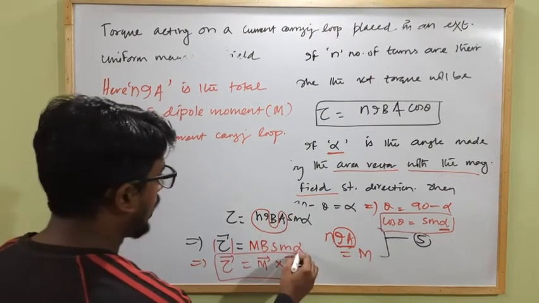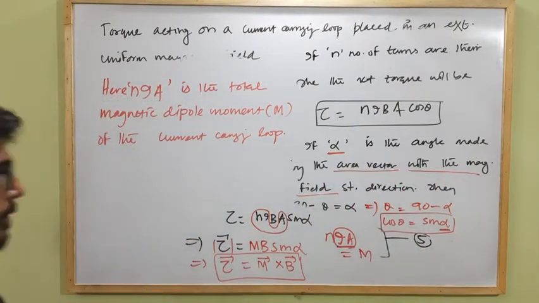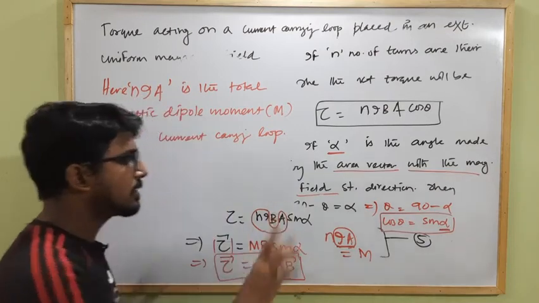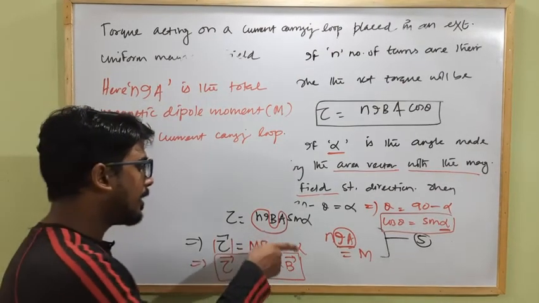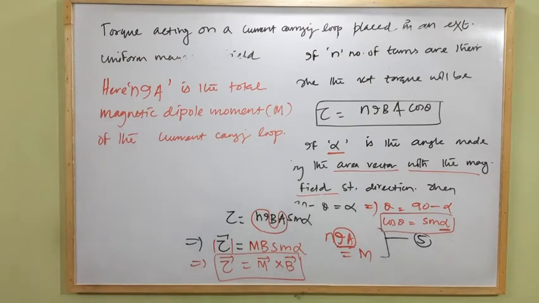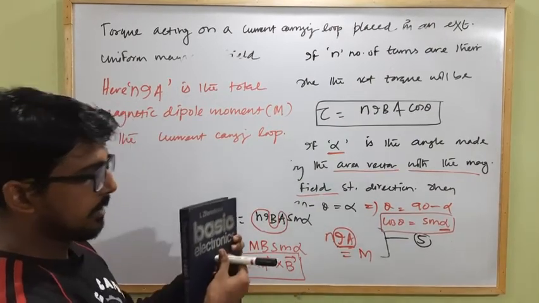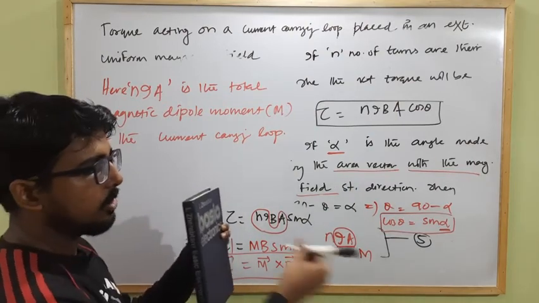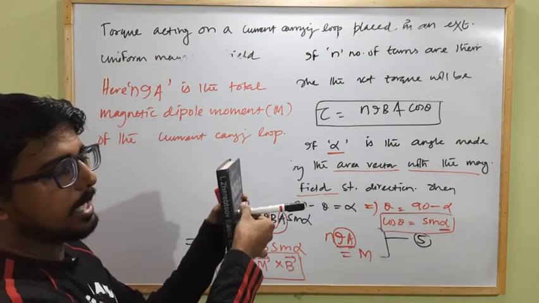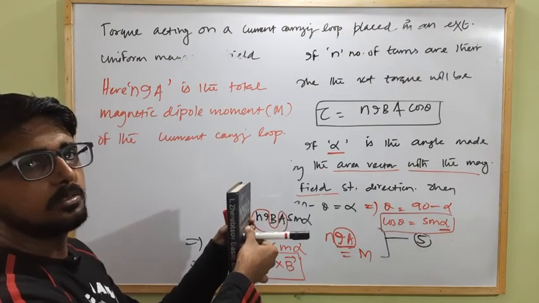If alpha is angle between area vector and the magnetic field strength, if alpha is 0, that means the angle between area vector and magnetic field strength is 0, then torque acting on it will be 0. If area vector is along the direction of magnetic field, like this is the current carrying loop, area vector is always perpendicular to it, like this. If the magnetic field is along left to right direction, the area vector will be parallel to this, so angle between area vector and magnetic field is 0. So what is the torque acting on it? 0. Clear?